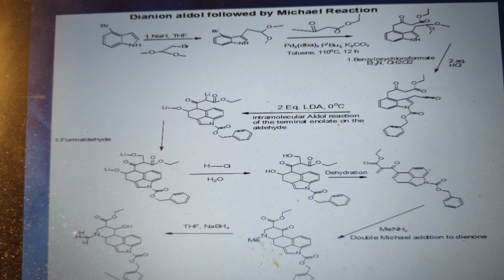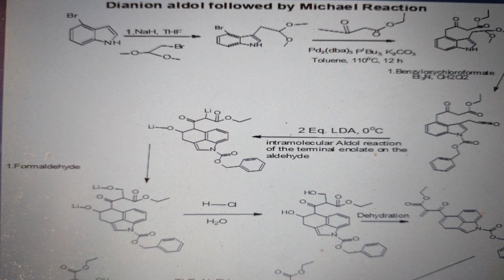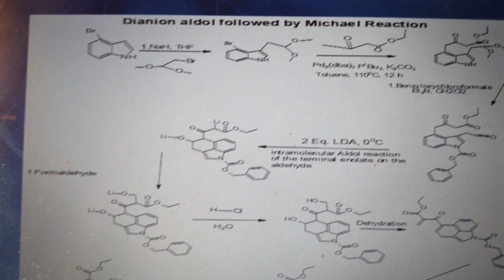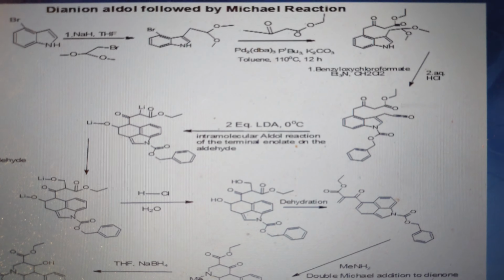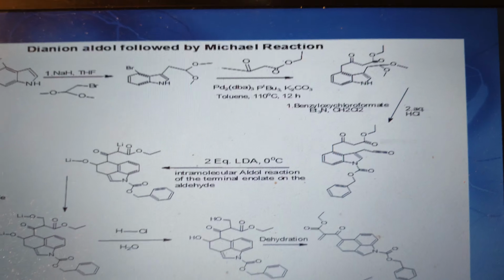Now, the other pathway uses a little bit more complicated reaction, a dianion aldol followed by a Michael reaction. In this case, it proceeds in 8 steps, so it is longer than the previous 6 steps. Here, you start with the same bromoindole and alkylate the same way at the 3 position with the bromopropionaldehyde acetal. And there you introduce our Buchwald reaction chemistry, introducing the ethyl acetoacetate moiety on the aromatic ring.